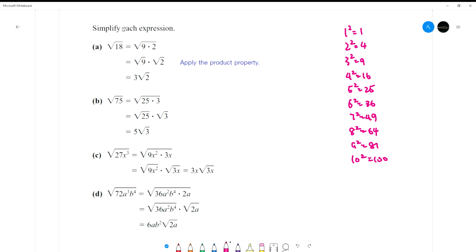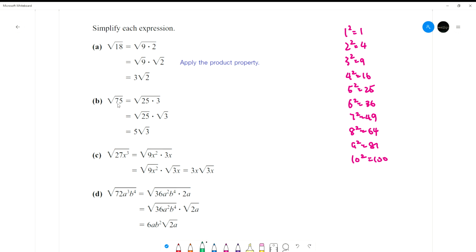So I look for the largest perfect square that divides into 18, and I see that it's 9. That's why we choose 9. So then we have the square root of 9 times the square root of 2, which is 3 root 2. So if you move on to 75, right?